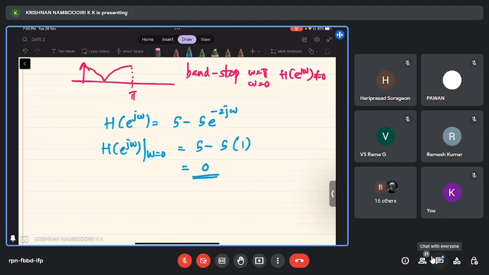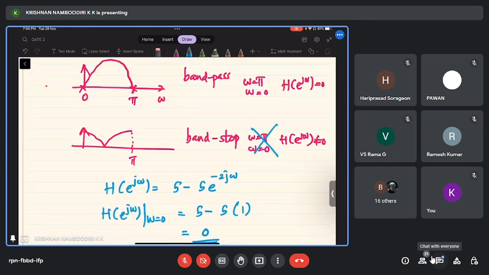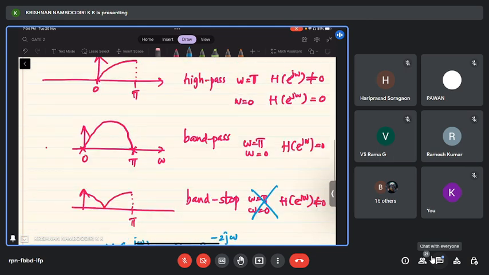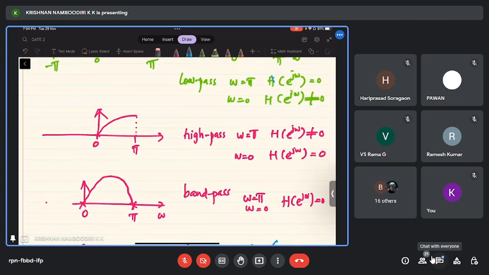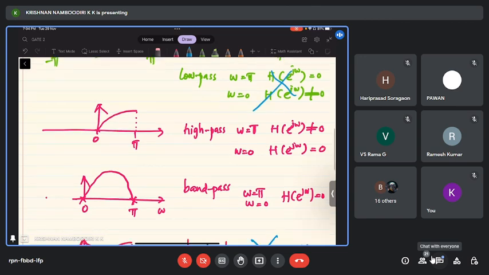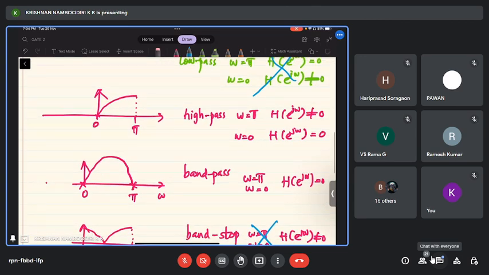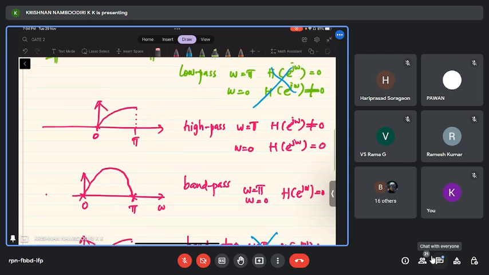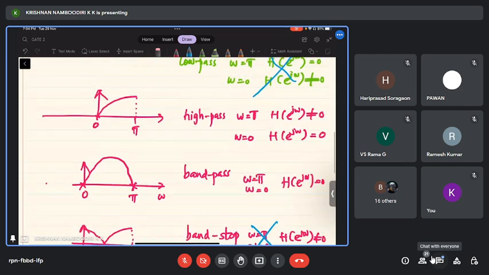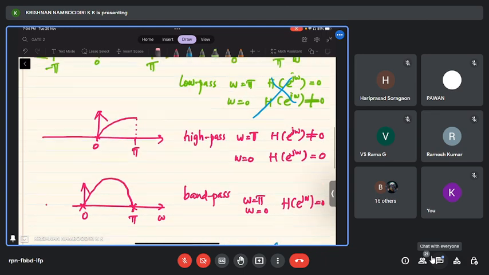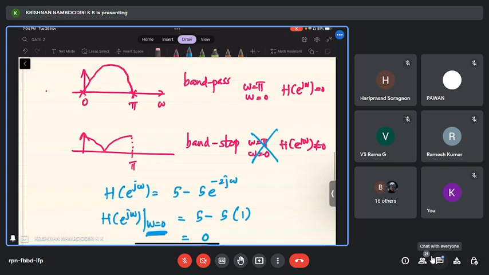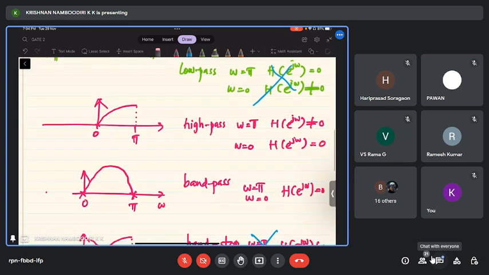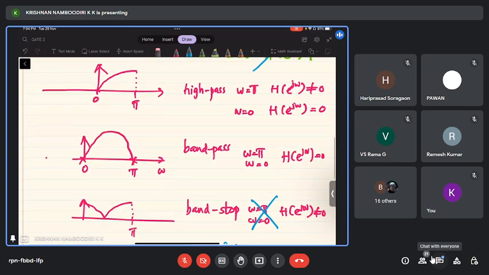What does this mean? Can it be a band stop filter? No. Can it be a high pass filter? Yes, it can be a high pass filter. Can it be a low pass filter? It cannot be. For a low pass filter, H of e power j omega should not be equal to 0 at omega equal to 0. But we have got H of e power j omega equal to 0 at omega equal to 0. So it can be neither band stop nor low pass. Now we need to see whether it is a high pass filter or a band pass filter.